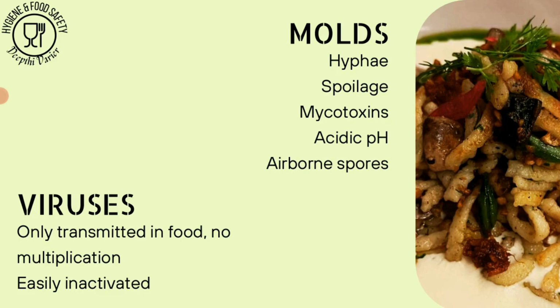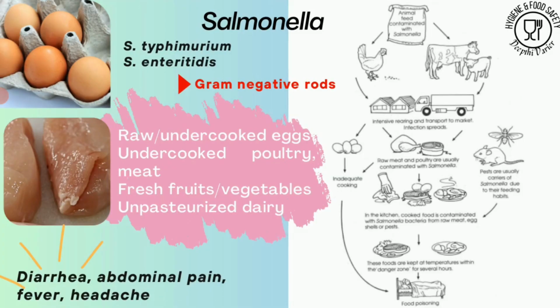Now, apart from microorganisms, we do have chemicals also which can cause food poisoning. For example, if we take in heavy metals, yes, that can also cause a lot of problems. But we'll talk about all of these when we see the reasons for food spoilage. Now, let's get into some of the common foodborne infections.